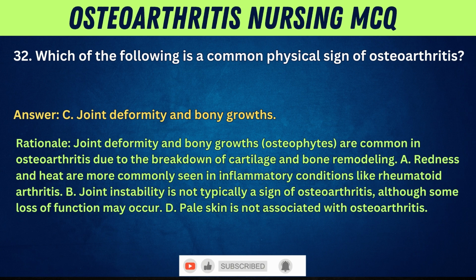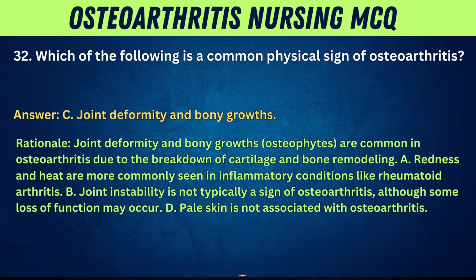A. Redness and heat are more commonly seen in inflammatory conditions like rheumatoid arthritis. B. Joint instability is not typically a sign of osteoarthritis, although some loss of function may occur. D. Pale skin is not associated with osteoarthritis.